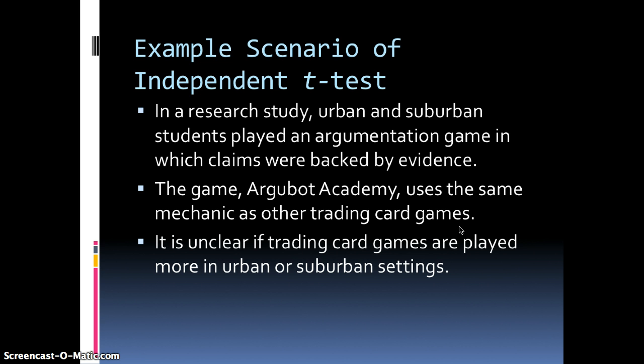Maybe the urban group plays a lot of trading card games and the suburban group does not. Maybe they play more digital games. Maybe one group plays basketball more, maybe the other group doesn't. Maybe neither group does, so we don't know.